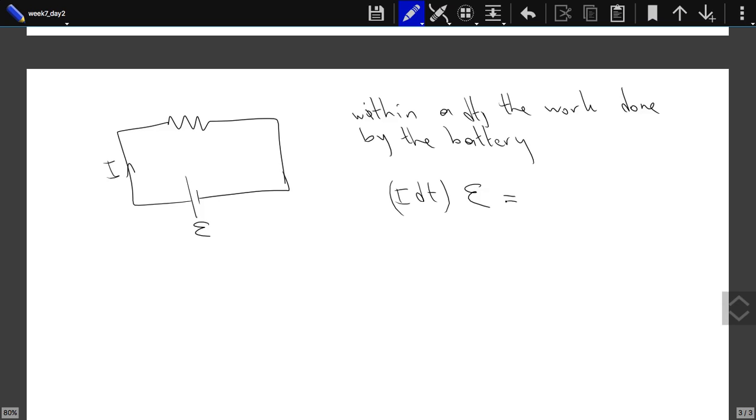And how much energy is dissipated by the resistor? The resistor also dissipates energy, so there will be some energy loss. What is the power dissipated by the resistor?